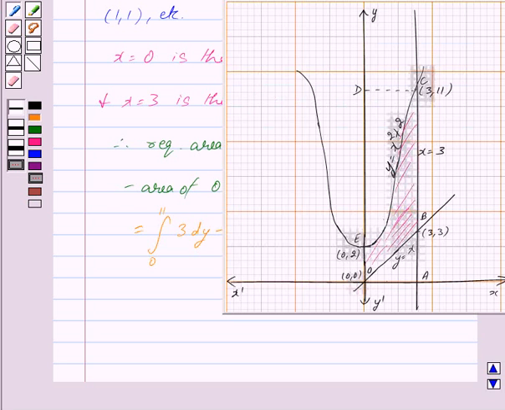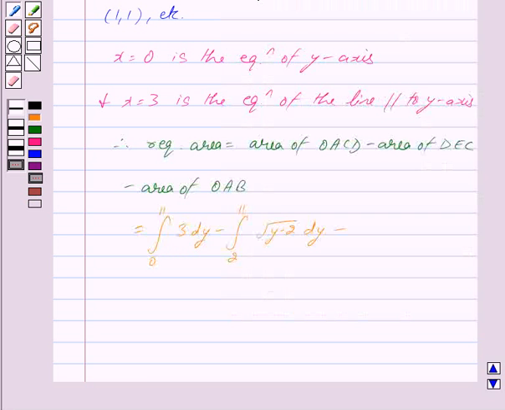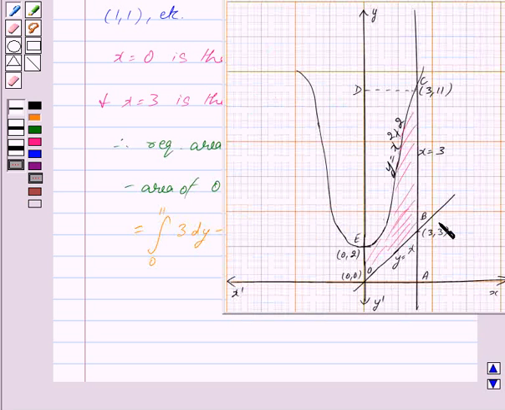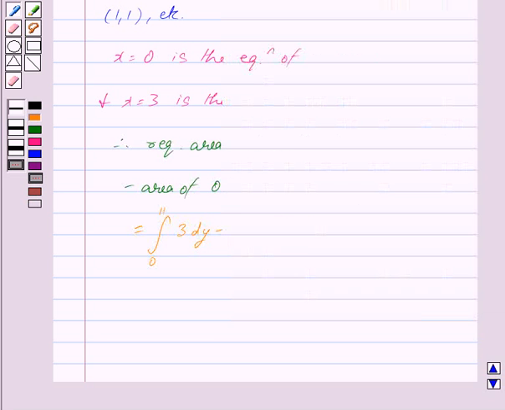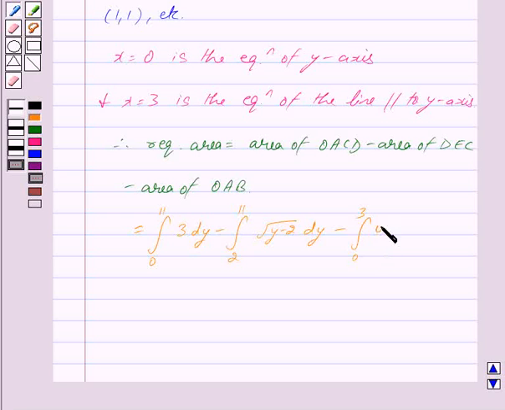Now area of OAB is given by, now this region is bounded by the line y is equal to x, the x-axis and the line x is equal to 3, and we have the limit from 0 to 3, so we get the area of OAB given by the integral with limit from 0 to 3, and the equation of the line is y is equal to x, so we get y dy.